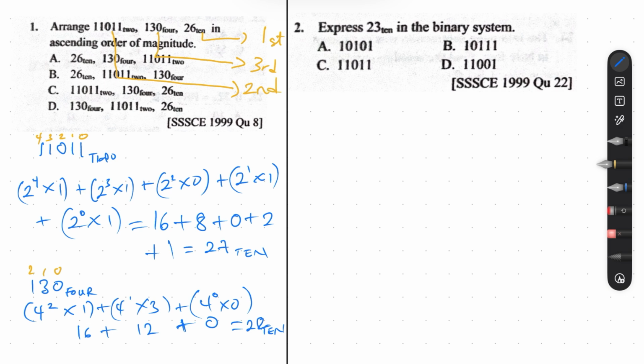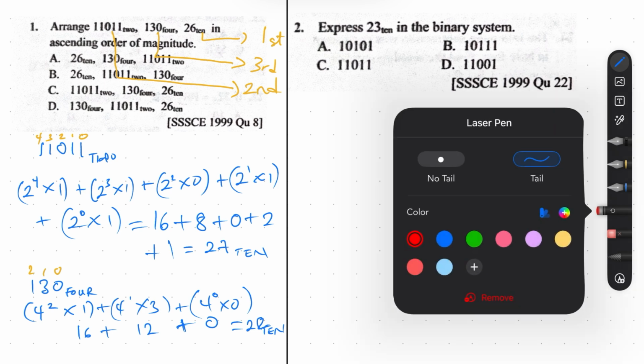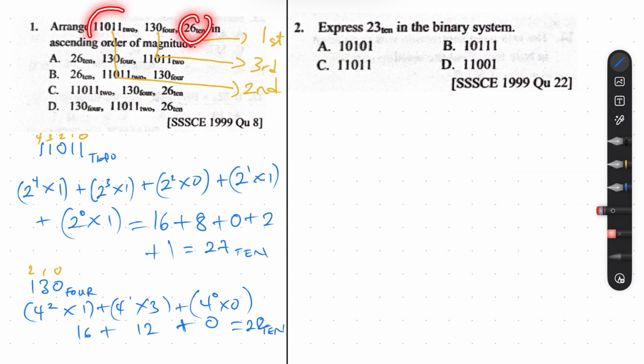So now we have to just look which answer matches that, because 26, then the one in base 10 here, the one in base 2 second, then this one third. So 26 first, okay, this works, and then 11011 base 2 second. Okay, so the answer is B. Cool. Let's move on to question number 2.